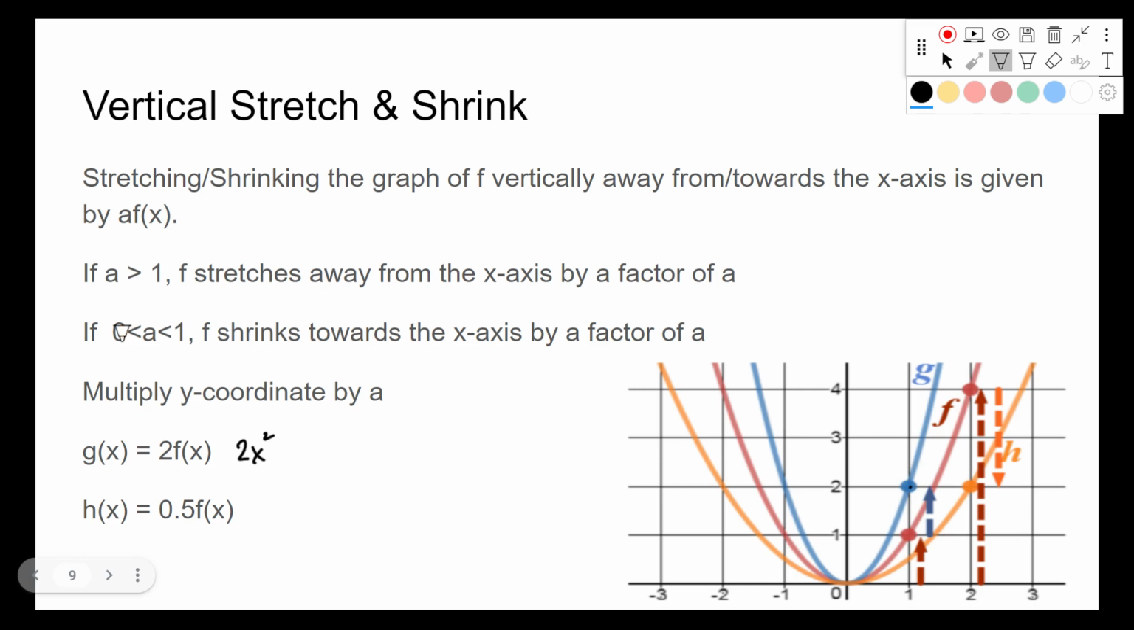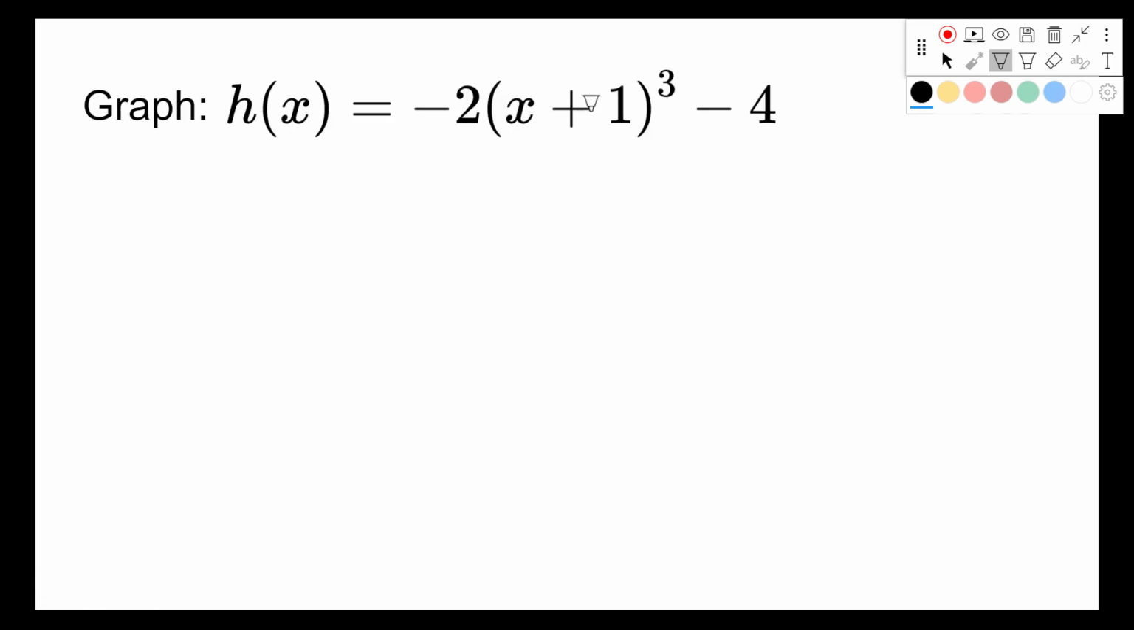If a is between 0 and 1, f comes toward the x-axis, right? So if I have 1/2 x squared, then I'm going to take this point and take half of it. So 2, 4 becomes 2, 2. It gets closer to the x-axis. All right, that's what we mean by vertical stretching and shrinking. Okay? All right, let's try another one.